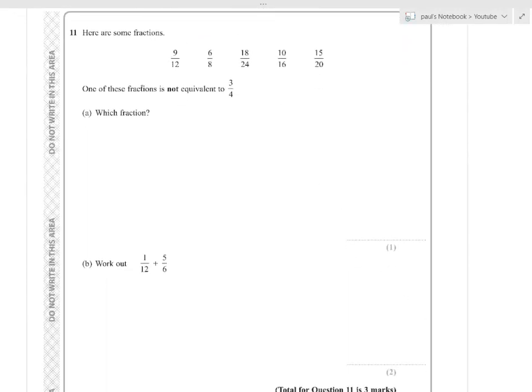Here are some fractions. One of these fractions is not equivalent to 3/4. Can they simplify to 3/4? Yes, that does. Divide by 3, 3/4. Divide by 6, 3/4. Divide by 5, 3/4, so it must be this one here. So that's 5/8, which is not equivalent to 10/16.